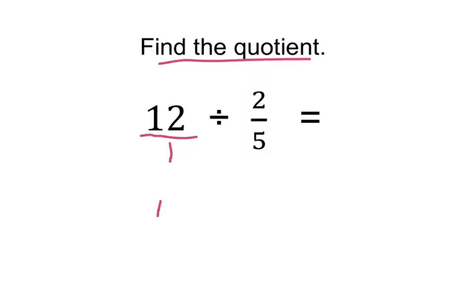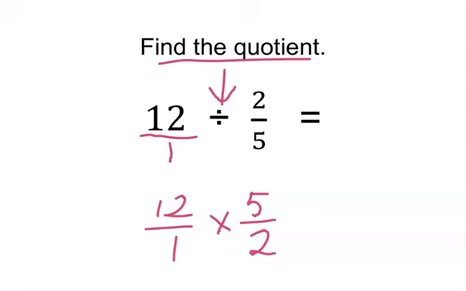Okay, so we're going to keep the 12 over 1. We're going to change the division sign to a multiplication sign and flip, or do the multiplicative inverse of 2 over 5, which makes it 5 over 2. All right, so can we cross-reduce anything with 1 and 5? No, we can't do anything with 1 and 5. No number other than 1 goes into 1 and 5.